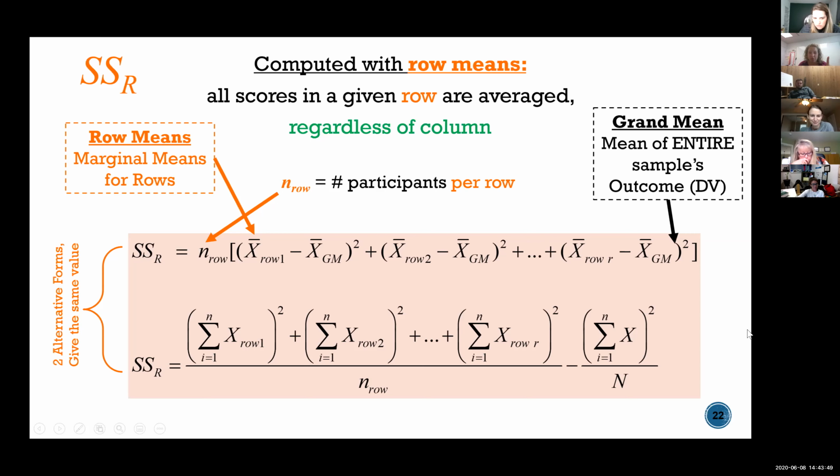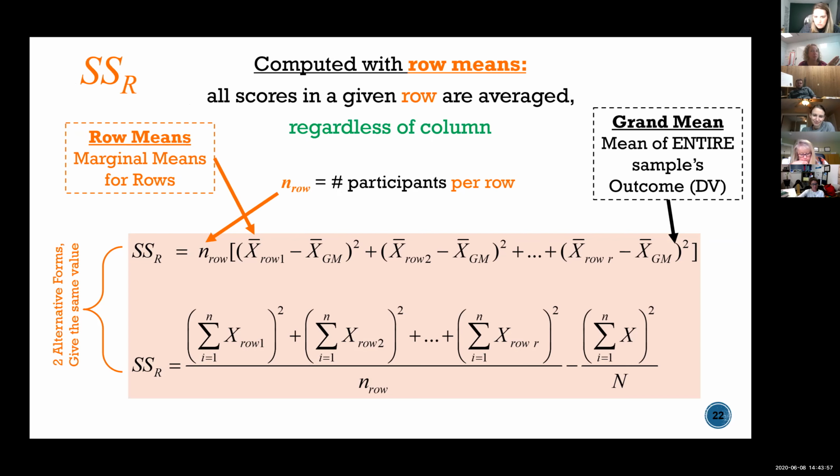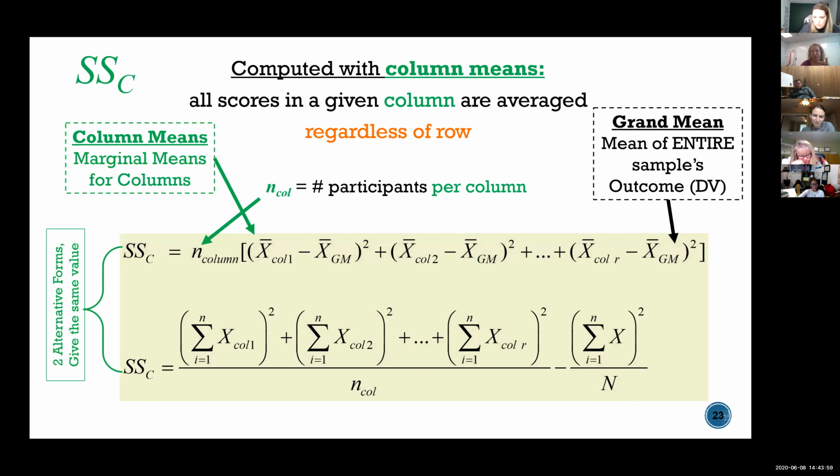So that's how you do the row variable. Guess how you do the column variable? Same way, but with columns. Yeah, look, it changes color. Orange for the rows, green for the columns. Yeah, the same way: you take the column averages, however many there are, subtract the grand average, square them so they're positive, add them up, and now you multiply by the number that are in each column.